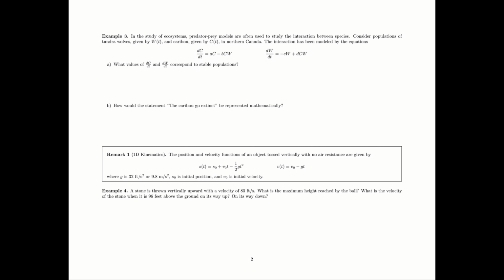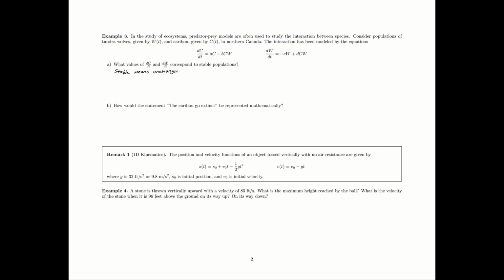For part A, what values of dC/dt and dW/dt correspond to stable populations? If we're talking about stable populations, this means we don't want the population changing. If the population is changing, then it's certainly not stable. Stable doesn't mean nothing bad is happening. It also means that nothing dramatic is happening the other way, necessarily good or bad. It just means it's static. So I'll just say here that stable means unchanging.